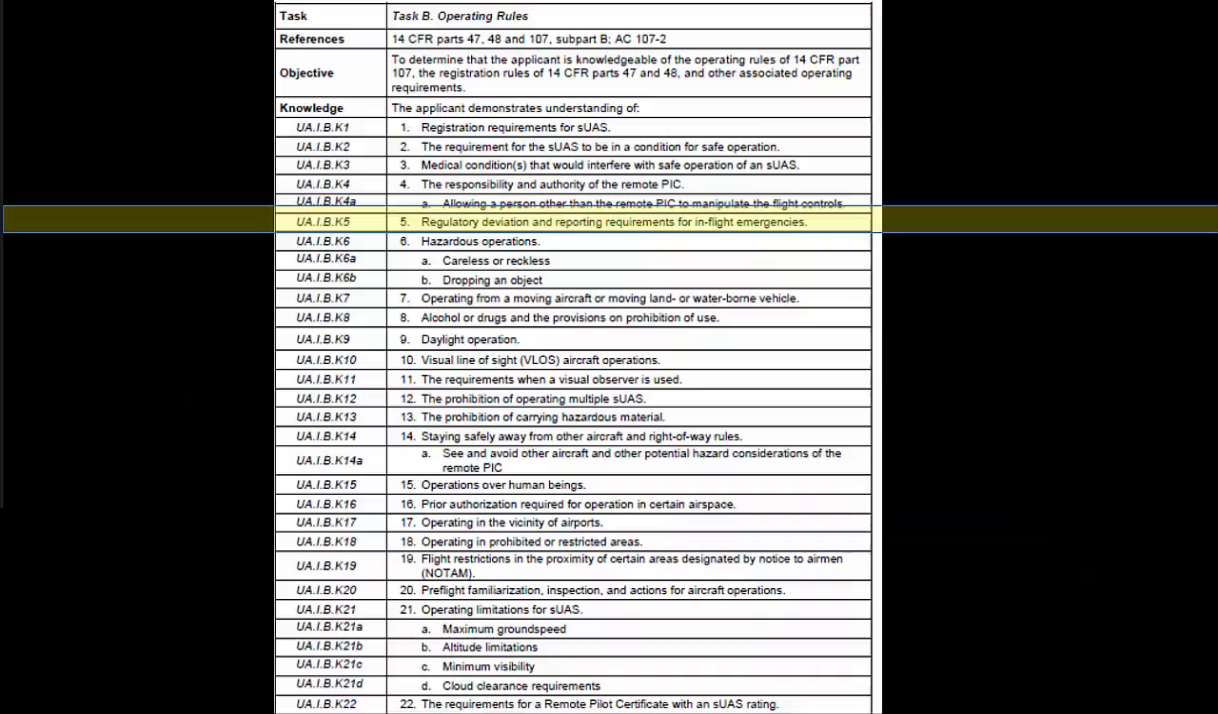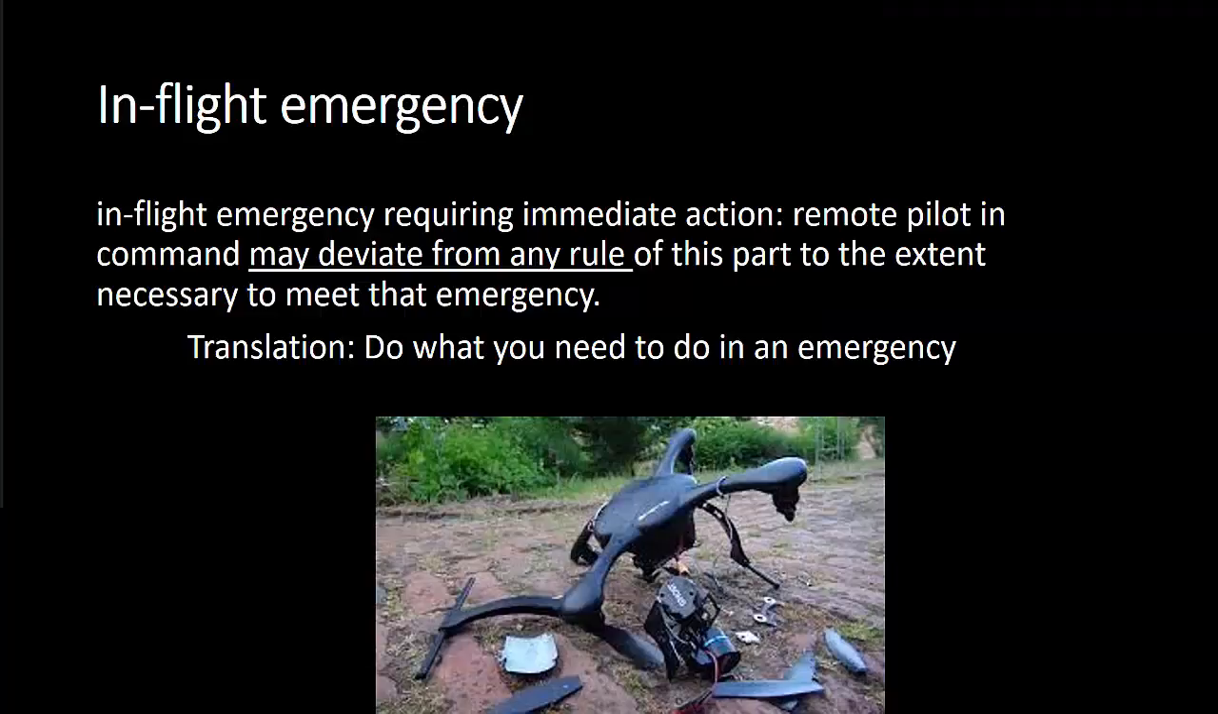So let's look at number 5 now. Deviating from the rules during emergencies. Can you do it? Well, the rules simply say that in an emergency, all bets are off. Do what you need to do. If you have to go to 500 feet to avoid that hang glider that's coming through the area, you go to 500 feet, even though the rules say you can't go above 400, because in an emergency, to avoid harming someone else, crashing, or otherwise not having a good experience, shall I say, you've got to do what you've got to do.